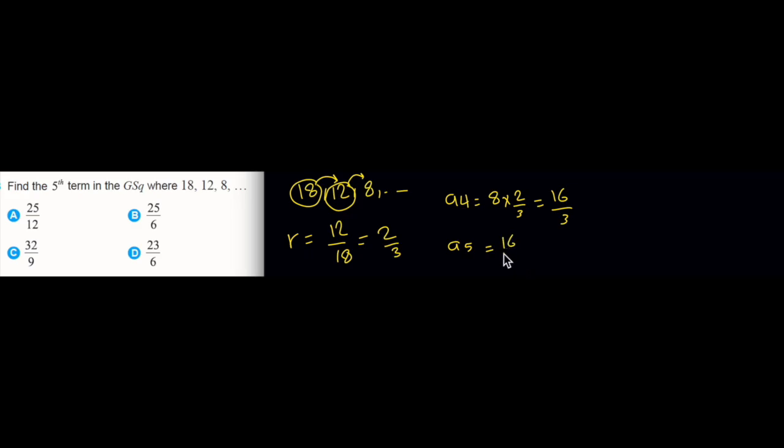How to find a5? Just multiply 16/3 times the common ratio, which is 2/3. It gives you 16 times 2, which equals 32, and 3 times 3, which equals 9. So the answer is 32/9, which is C.